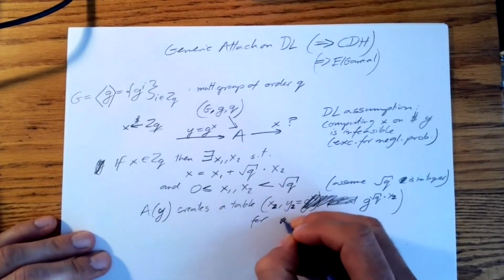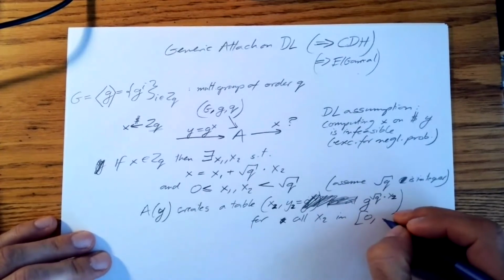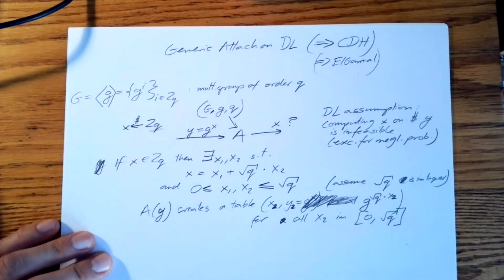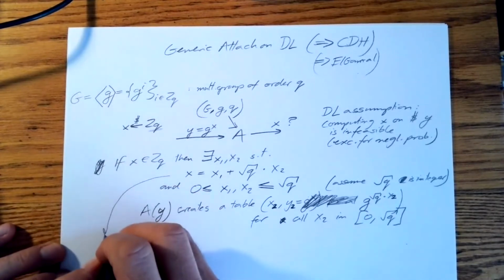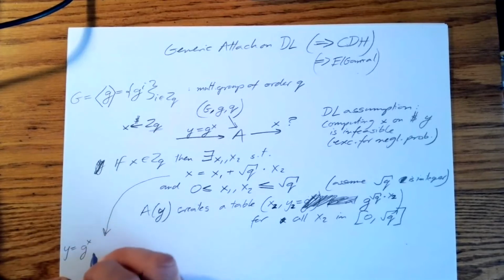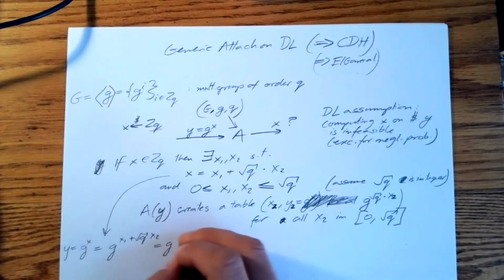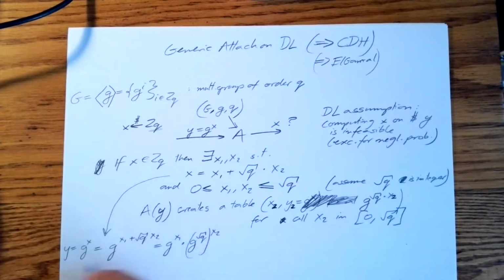For all X2 in the range from 0 to square root of q. Okay, so maybe note that this implies that y, which is g to the x, is equal to g to the x1 plus square root of q x2, which is the same as g to the x1 times g to the square root of q x2, which is the same as to say that y times g to the minus x1 is equal to g to the square root of q x2.